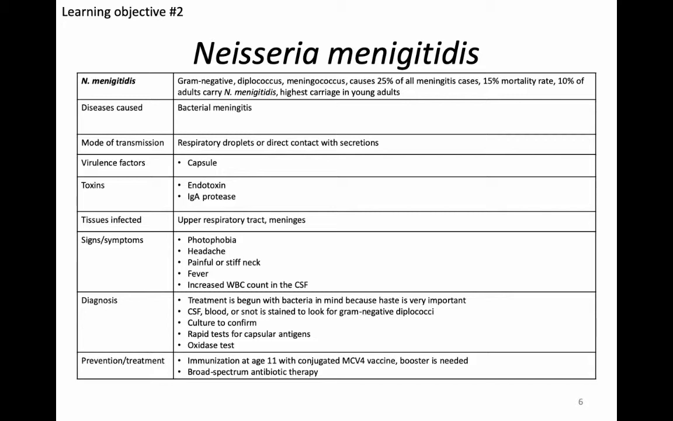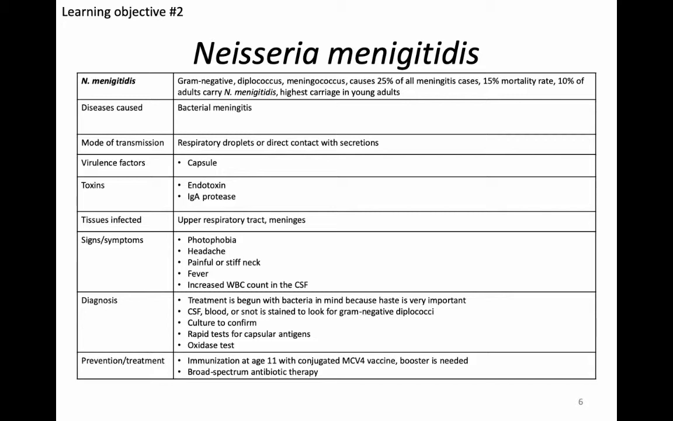So the tissues infected are often initially the upper respiratory tract, where it destroys IgA and is able to adhere to epithelial cells lining this system, and then it can migrate from there into the meninges. So the signs and symptoms of bacterial meningitis, which is similar for all types of meningitis, are photophobia, which means sensitivity to light, headache, which is described by individuals that have had meningitis as the worst headache they've ever had, painful stiff neck, fever, and then increased white blood cell count in the cerebrospinal fluid.